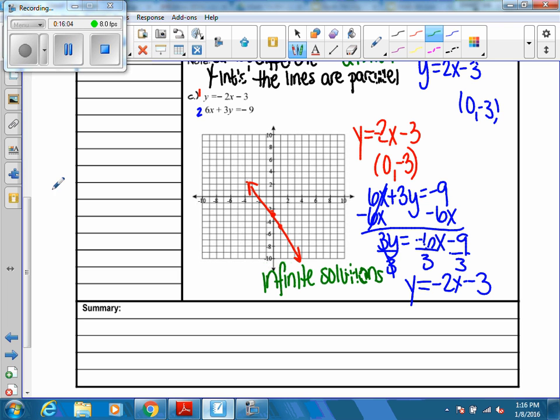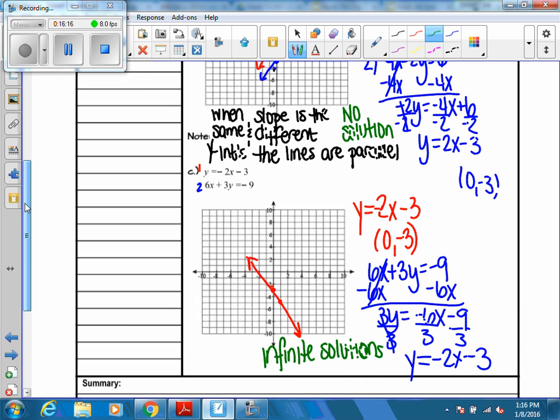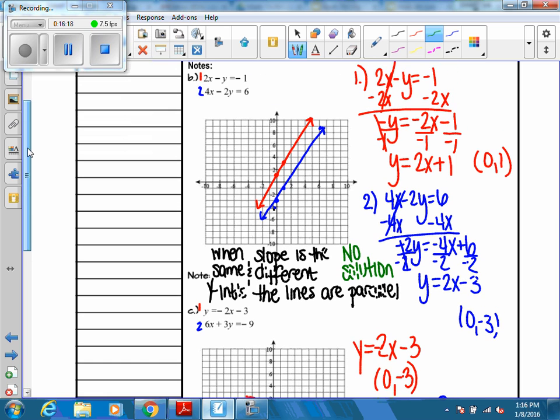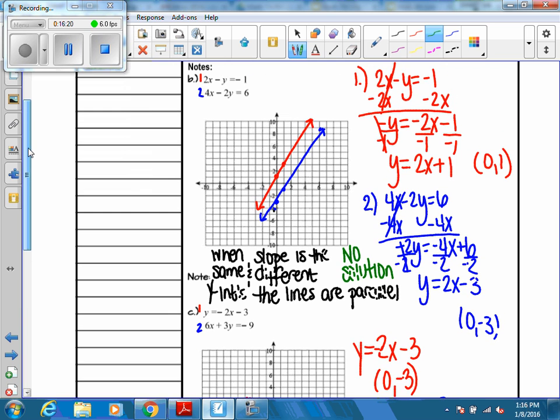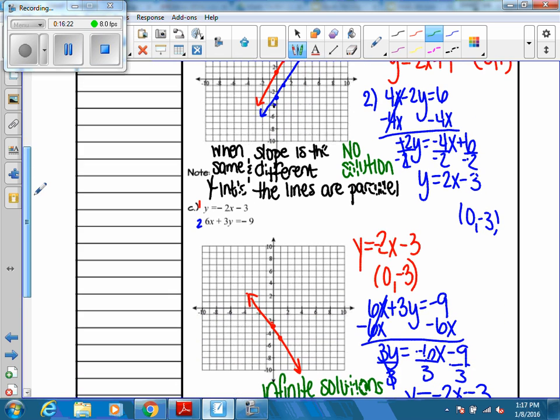Remember, what I want you guys to do is write questions on the front and the back, and also come up with summaries for the front and the back. In addition to that, for examples B and C, I want you to determine whether your system is consistent or inconsistent, and dependent versus independent.